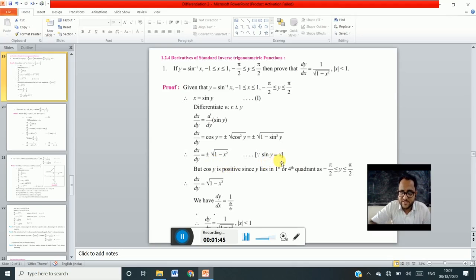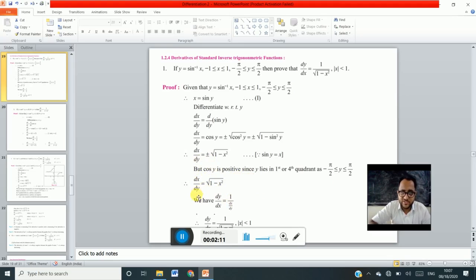And since sin y equals x here, and cos y is positive in the first or fourth quadrant, as the value of y is between minus pi by 2 to pi by 2, that means y lies in the first or fourth quadrant, and the value of cos is positive in the first or fourth quadrant, that we know already, right? So therefore dx by dy, this plus minus is converted to only positive, that is plus, okay?